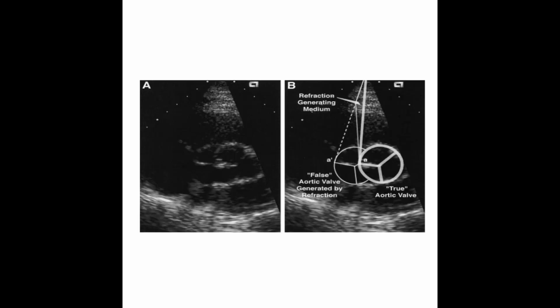Here's another example of an aortic valve. Again, we've got an exact replica. We're side to side. So we have our true aortic valve, and the refraction has caused a fake aortic valve to be placed off to the side.